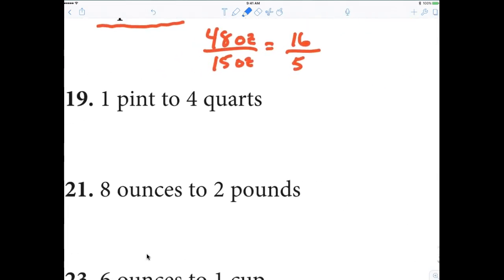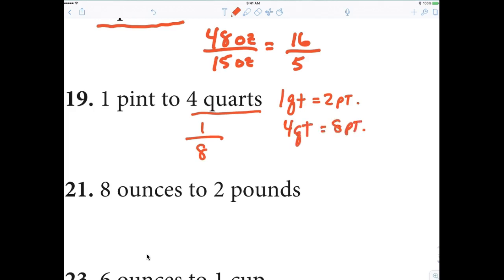Now, there are, what? 1 quart is equal to 2 pints. Okay? So if you have 1 pint and you have 4 quarts, you have 1 over 8, because 4 quarts would equal 8 pints. All right? So your answer is 1 to 8.